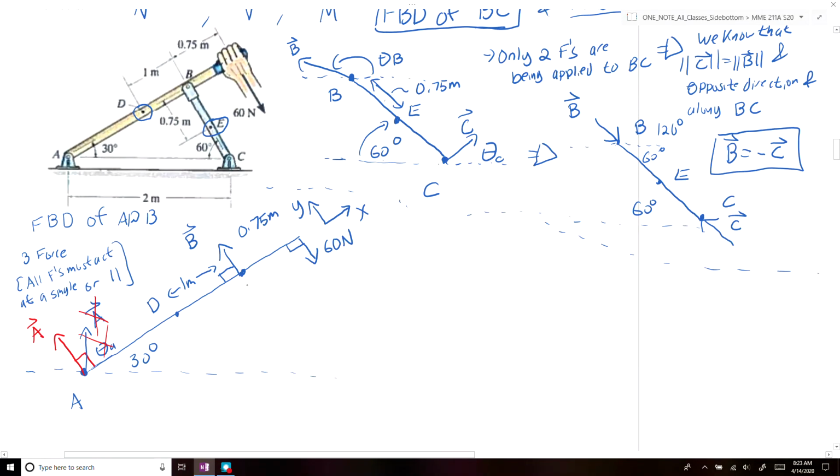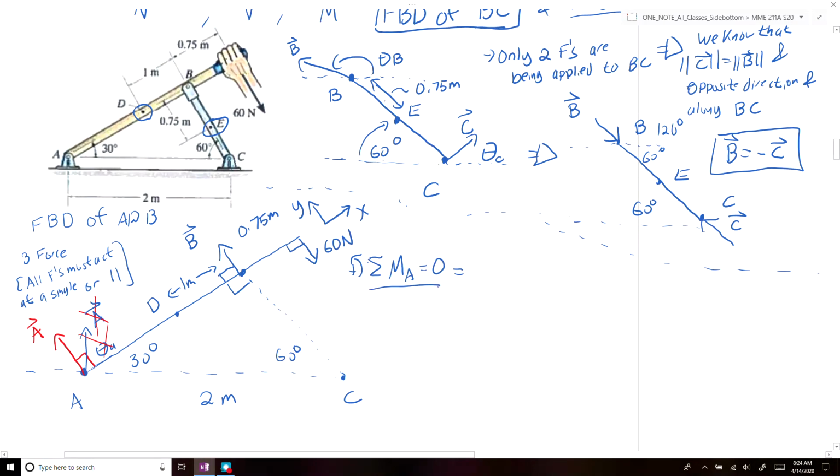So we do know, to find out our moment arms, that this horizontal distance from point A to point C is 2 meters. We know the rest of the angles of this internal triangle. So what we're going to do now, to find out force B, is sum our moments about point A and set that equal to 0.